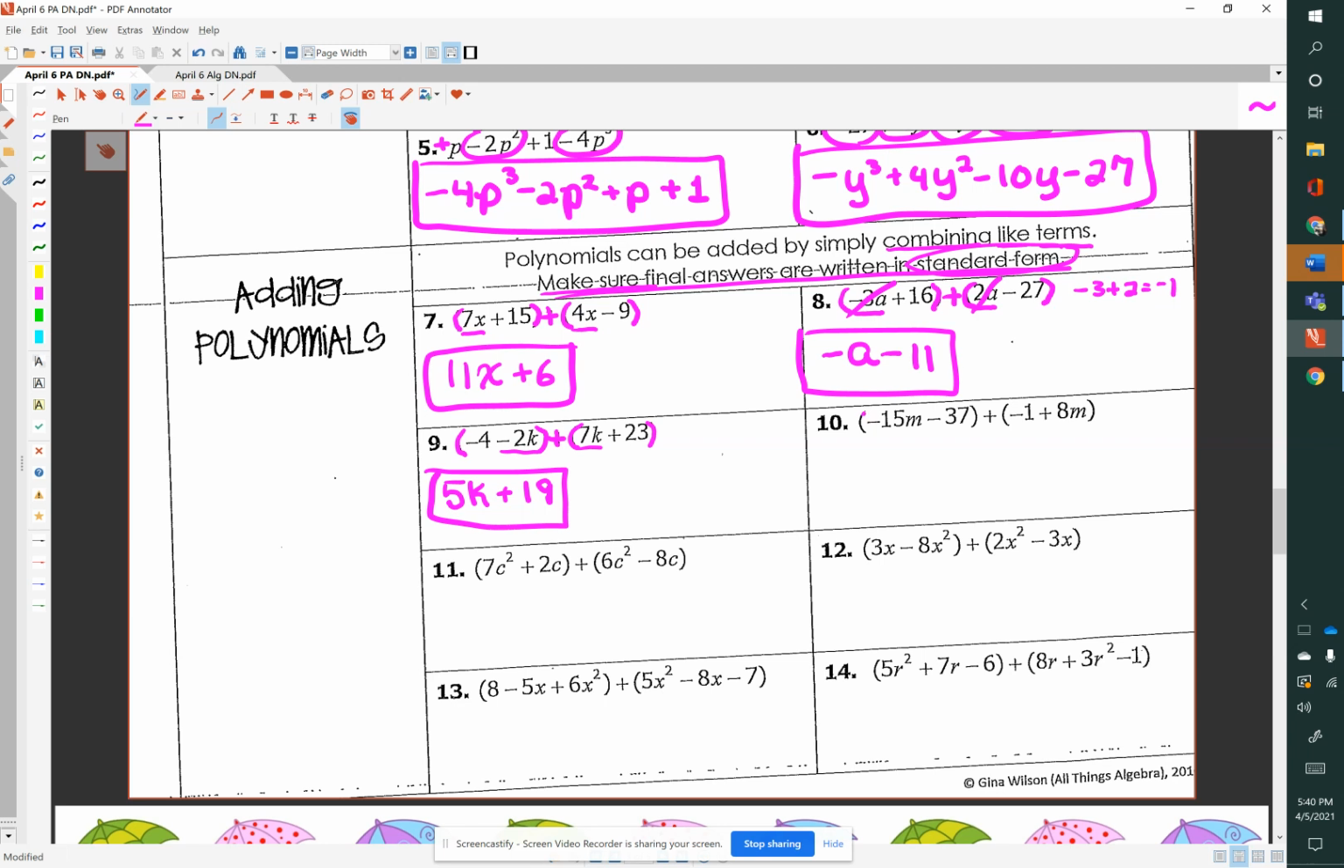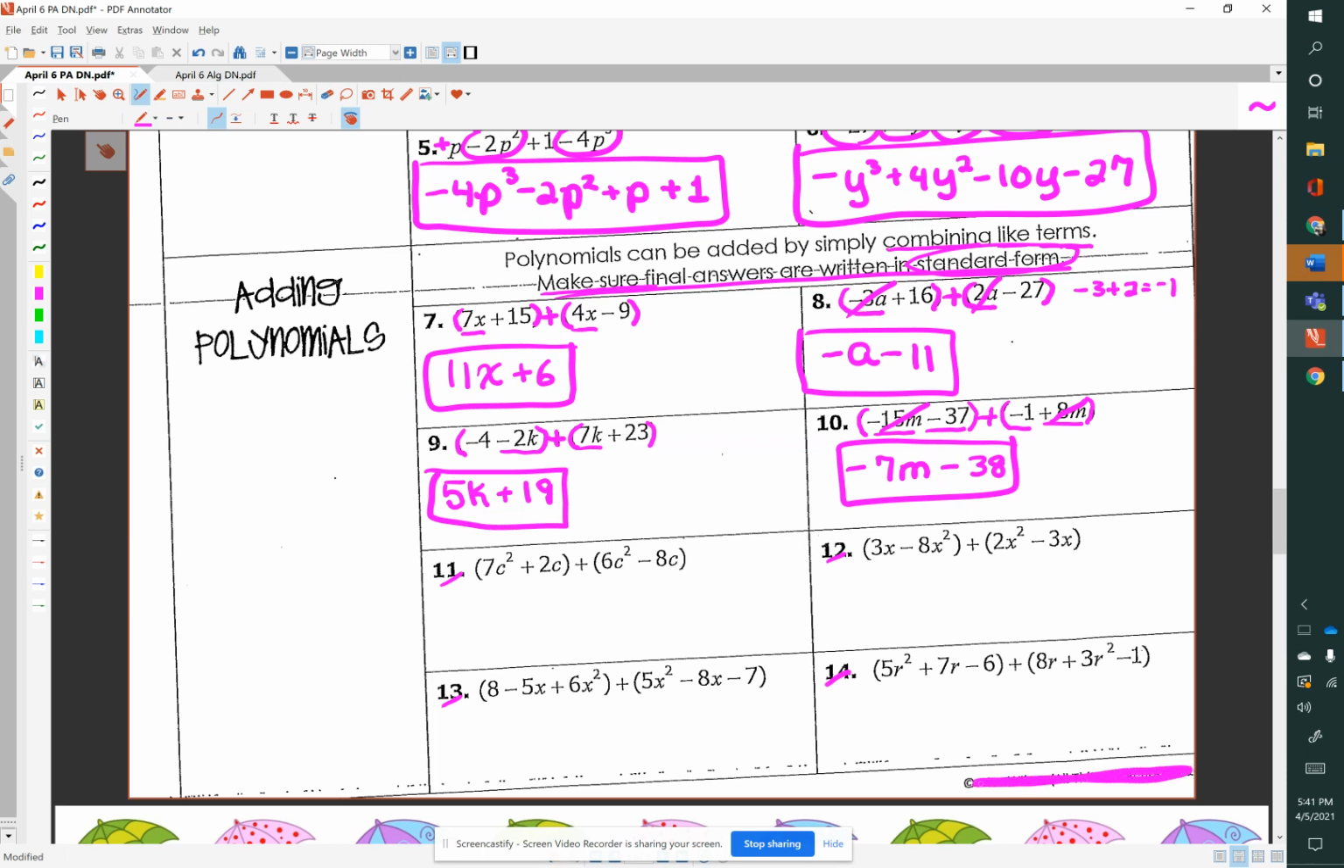Number 10, we have the quantity of negative 15m minus 37, to which we add the quantity of negative 1 plus 8m. So we'll start with the m terms. We have negative 15 plus 8, so that would be negative 7m. So we're done with the m terms, and then we have negative 37 plus negative 1, which is negative 38, is our constant. So go ahead and try number 11, 12, 13, and 14 on your own and come back and let's see how you did.